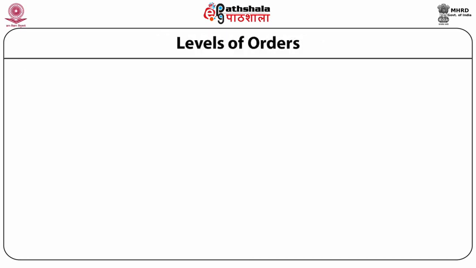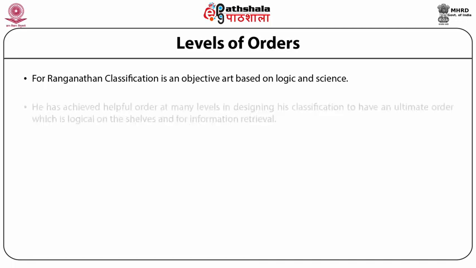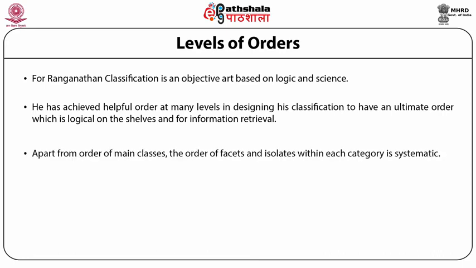Levels of orders. For S. R. Ranganathan, classification is an objective art based on logic and science. It should be knowable and made known. He has achieved helpful order at many levels in designing his Colon Classification, to have an ultimate order which is logical on the shelves and for information retrieval, and useful to the people who use the library. Apart from the order of main classes, the order of facets and isolates within each category is systematic and according to some set criteria or logical criteria.